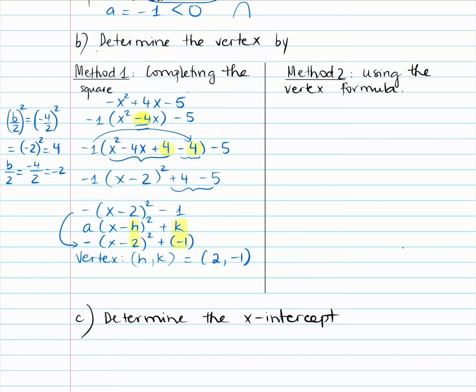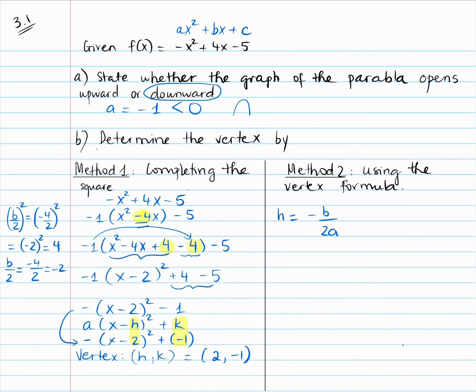Now, method 2, using the vertex formula. So to find the vertex, you calculate h. H is calculated by -b over 2a. Now, let's look at the function again. In the original function in standard form, a is -1, b is 4, and we actually don't need the c, just a and b. So plug 4 in for b, and -1 in for a. Here we should have -4 over -2, which gives us 2.